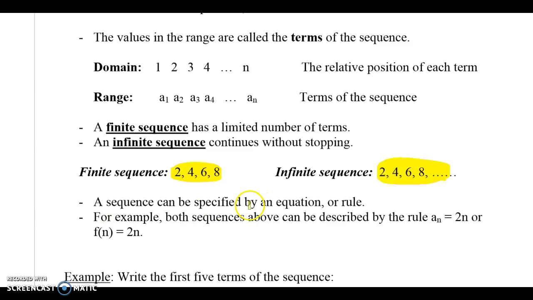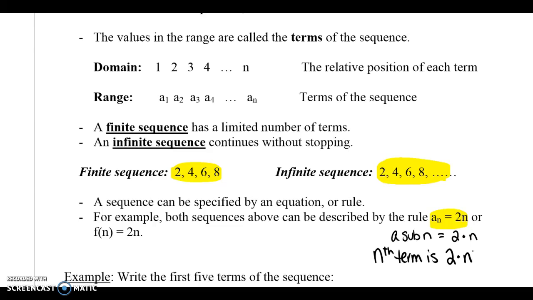A sequence can be specified by an equation or a rule. For example, both of the sequences above can be described by this rule. A sub n equals 2n. So this thing says A sub n equals 2 times n. A sub n is a symbol that means the nth term. So the nth term is 2 times n.